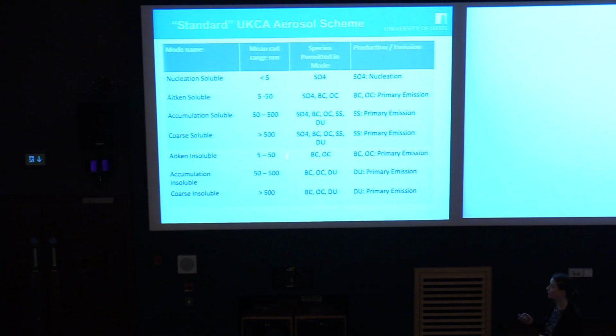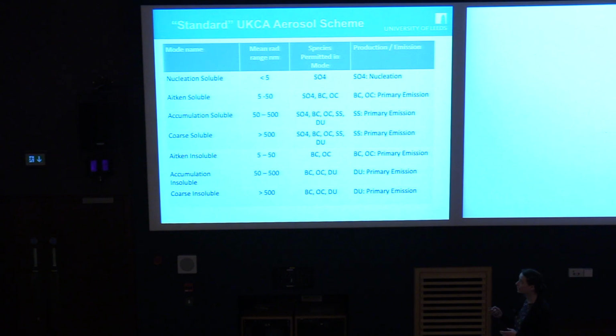The insoluble modes are actually a little bit easier because any growth or processing tends to move material from the insoluble into the soluble mode. So particles don't tend to stay insoluble in the atmosphere very long. There are processes which allow them to gain soluble material in the atmosphere and then they're transferred into the soluble distribution. So what's allowed in the insoluble distribution really just reflects the emissions. So black carbon and organic carbon are allowed in insoluble modes, Aitken insoluble, and then accumulation and coarse insoluble, you're allowed black carbon, organic carbon, and dust, because dust is emitted into the accumulation and the coarse modes.